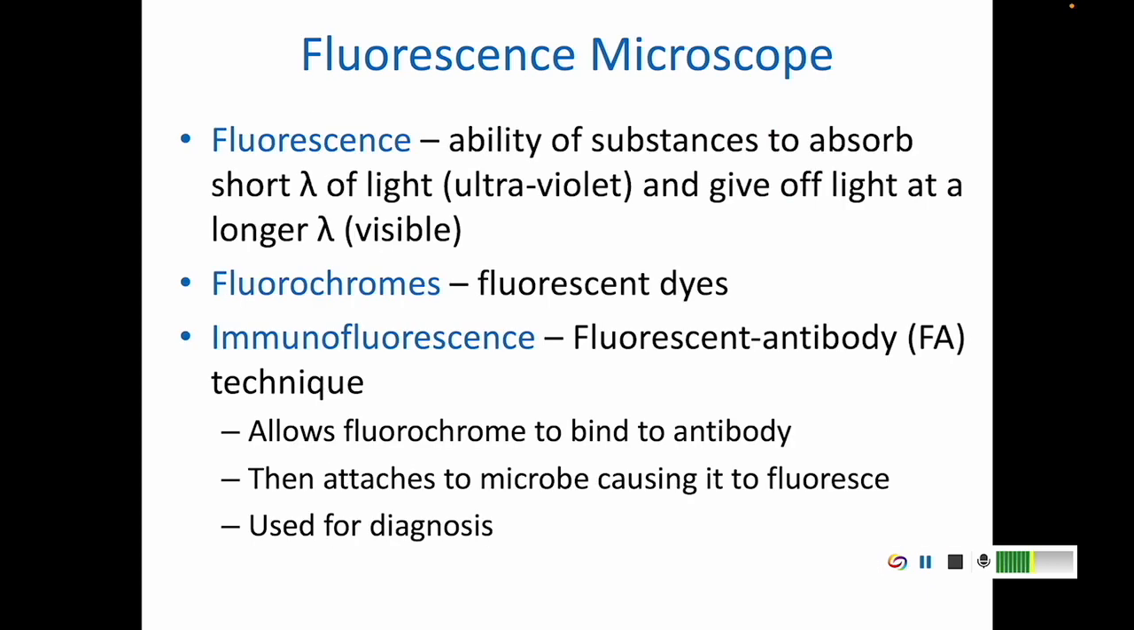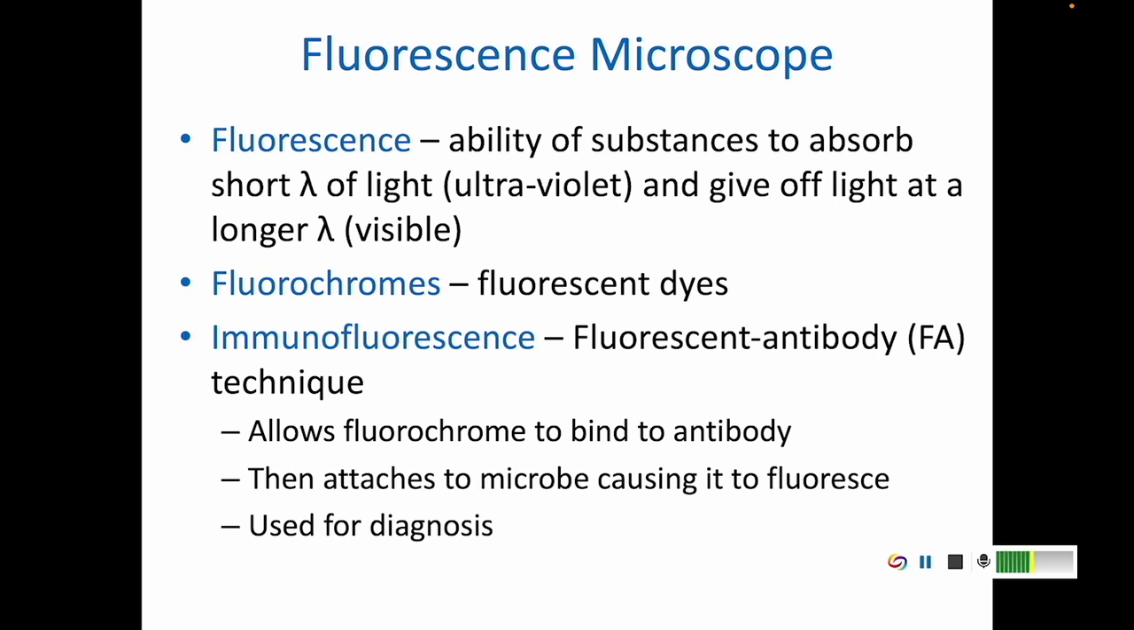Our next one is fluorescence microscopy. Fluorescence microscopes are very important if you are going to be going into a diagnostic field, because fluorescence microscopy allows you to immediately know if you are dealing with a particular pathogen or not. So fluorescence is the ability of a substance to give off one wavelength of light when another wavelength is shown at them. So you shine ultraviolet light at them and they'll glow. They'll give off visible light.